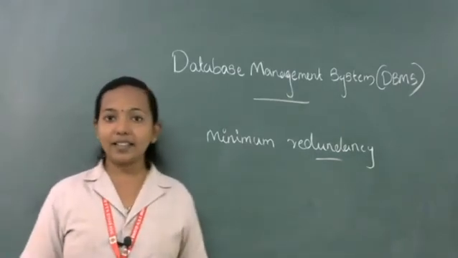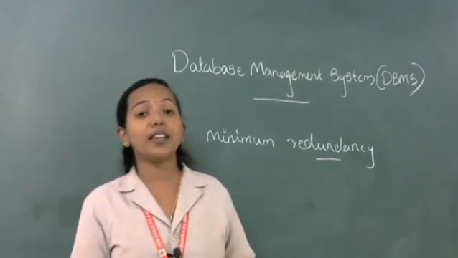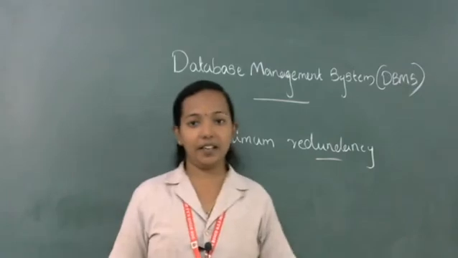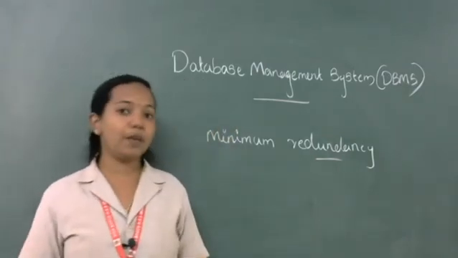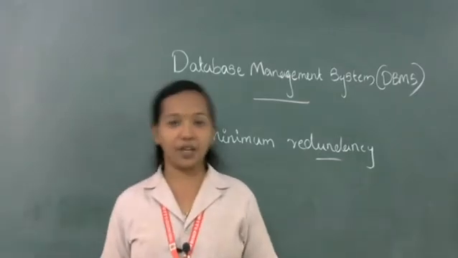Okay, so what is a database? A database is an organized collection of logically related data with minimum redundancy. That is very, very important: minimum redundancy. Minimum redundancy means minimum duplication.